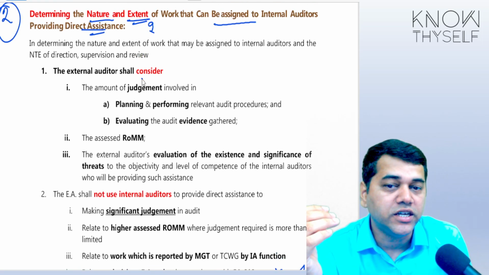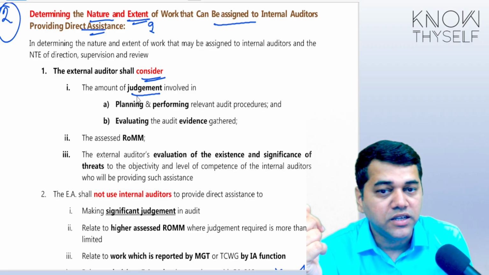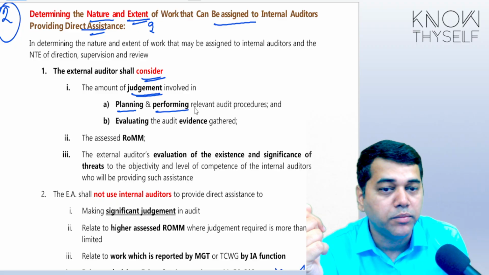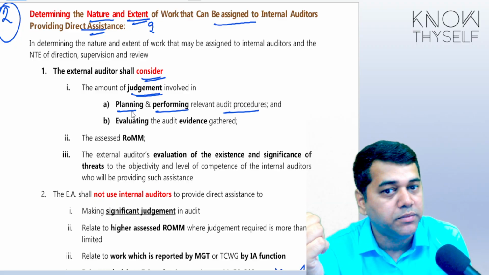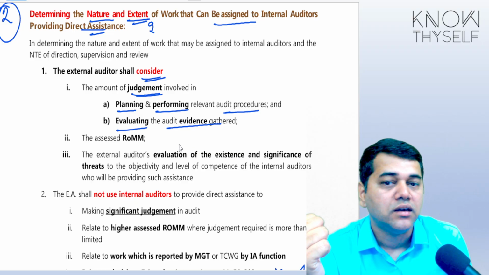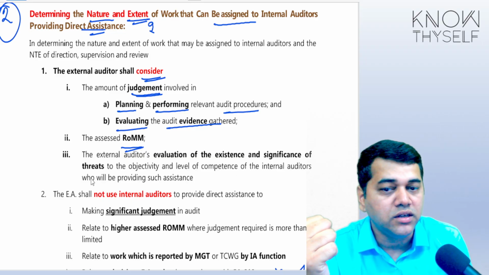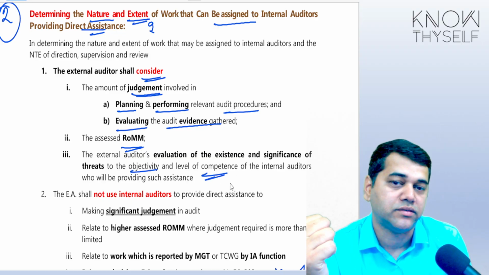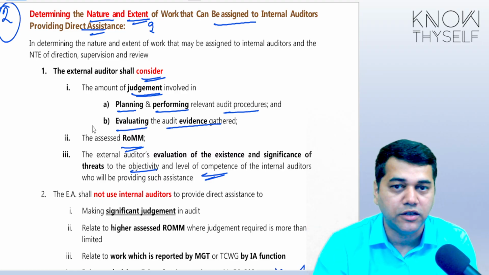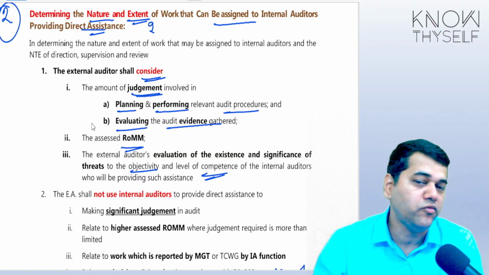The external auditor shall consider the amount of judgment involved in planning and performing the procedure, and in the evaluation of the audit evidence, and then what is the risk, and is there any threat to objectivity and competence. So these are the three factors I should evaluate before assigning him or her some work.